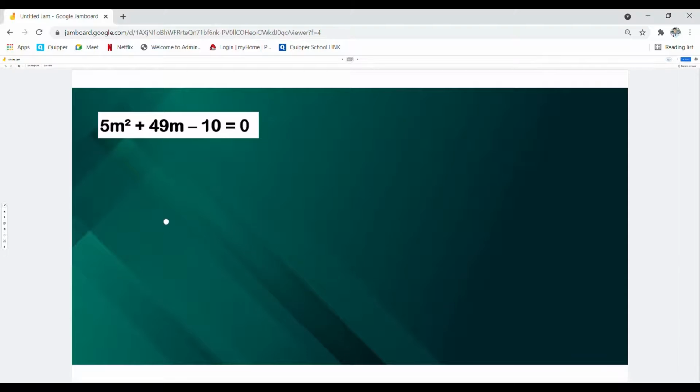We have here 5m squared plus 49m minus 10 is equal to 0. Let's go directly. Our a is 5, our b is 49, our c is negative 10. Again, the method is you first write 5m twice, m squared, 5 and 5. We borrowed one 5. Then multiply a and c, 5 and negative 10. Multiplying 5 and negative 10 is negative 50. Now find factors of negative 50.